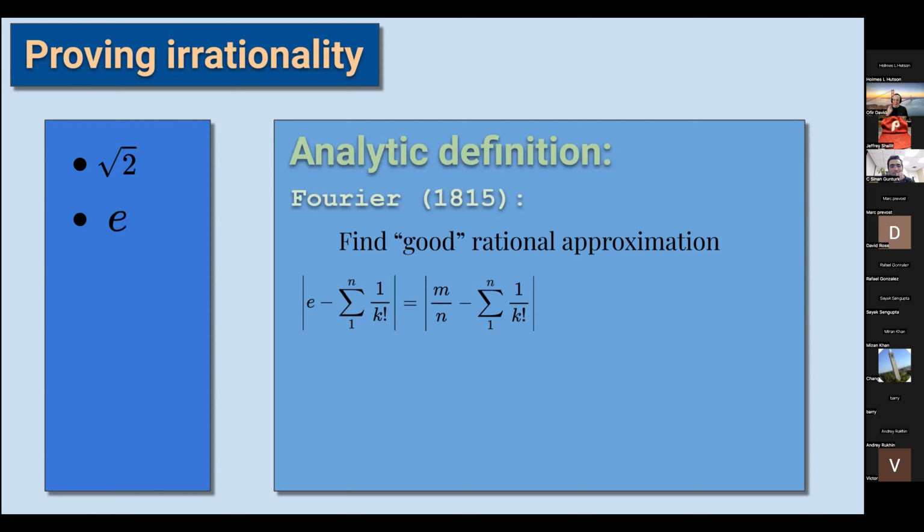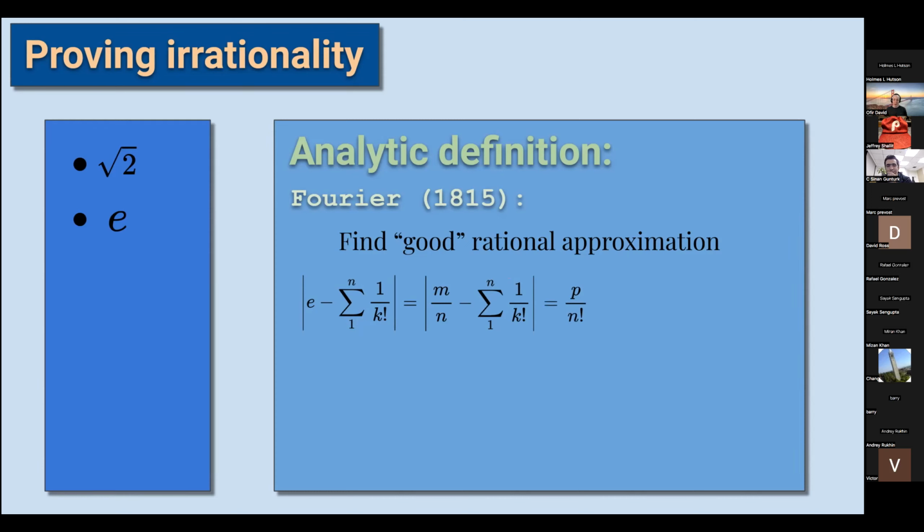Anyway, if you look at the error, if you assume by negation that e is a rational number, it is m divided by n, then the error itself is going to be a rational number. And moreover, if we stop here at n, then we can write this rational number with denominator n factorial. So this error, in a sense, is discrete. Once I fix the denominator to be n factorial, then the numerator must be an integer. So this is on the one hand.